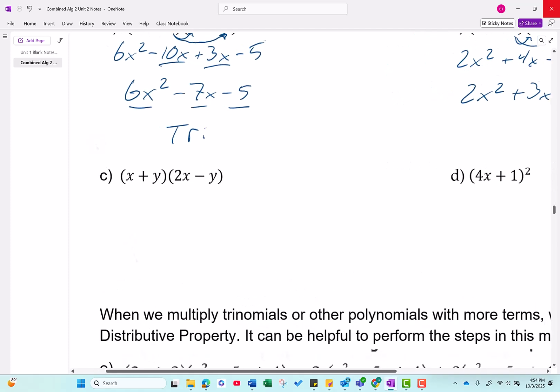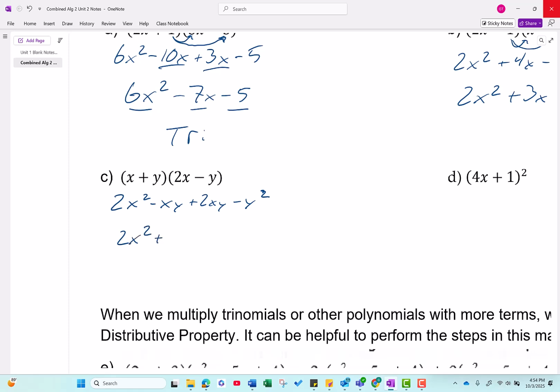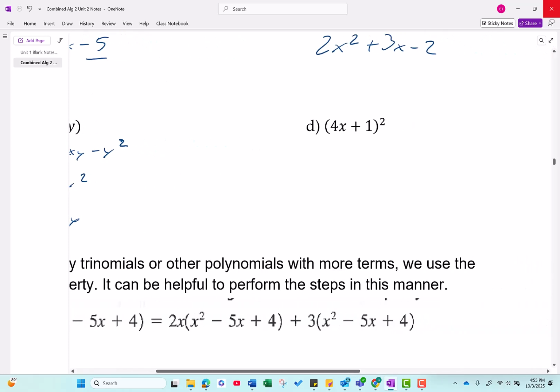All right, so we have this one. Same concept. I'm going to do it a little faster. 2x squared minus xy plus 2xy minus y squared. So I got 1xy, then 2xy. I can combine to 2x squared plus xy minus y squared, but standard form would put the higher exponent further, so 2x squared minus y squared plus xy would work as well. All right, so try this one out.